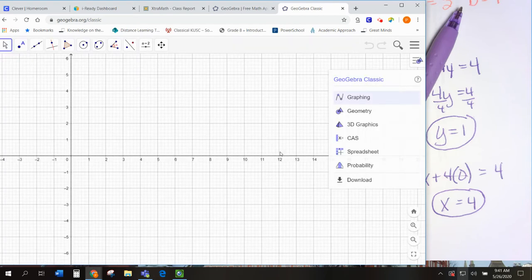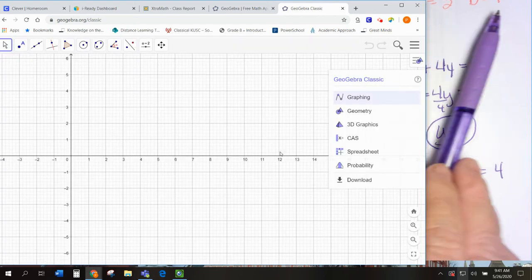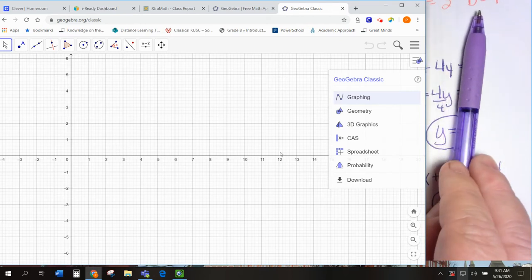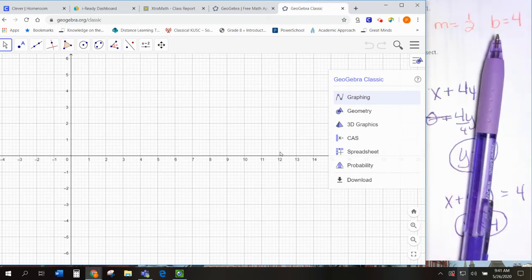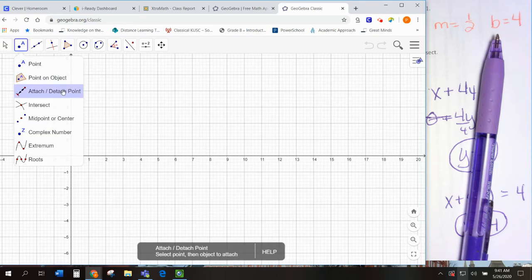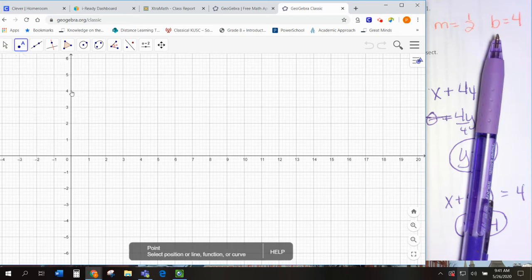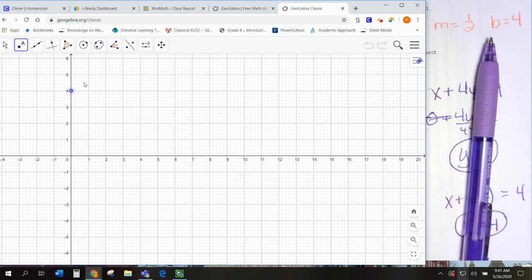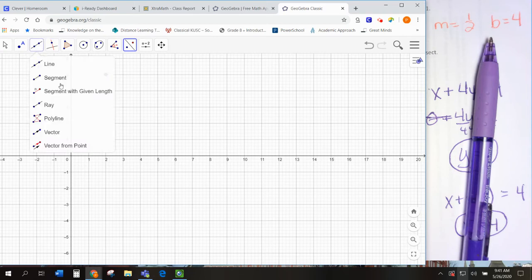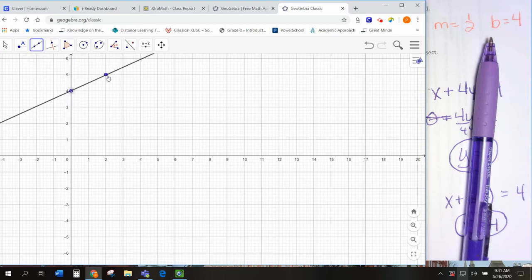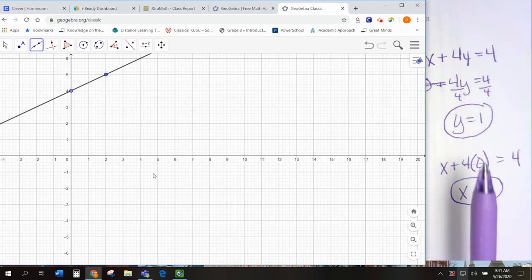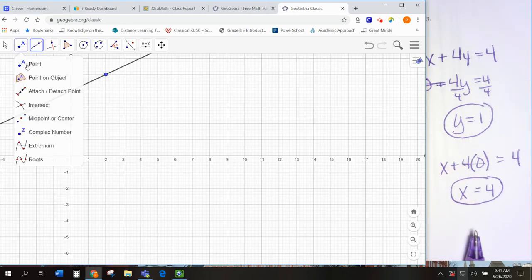So, let's start with graphing this. We're going to start with b is 4, so we're going to put a point at 4. And our slope is 1/2, so we're going to go up 1 over 2 and put our line there. Put our line here.